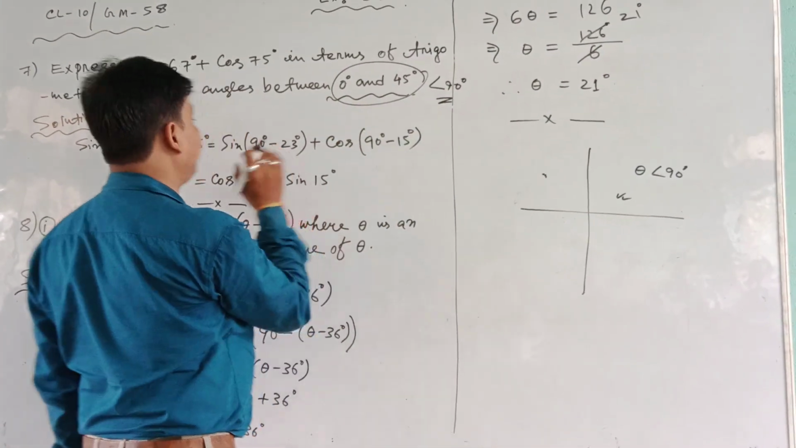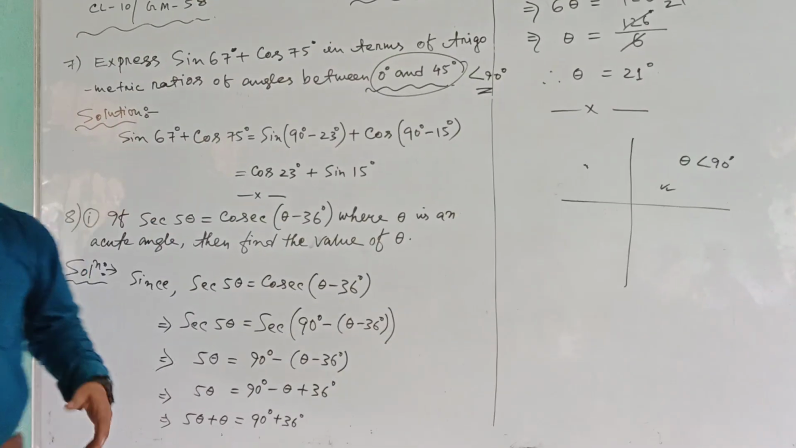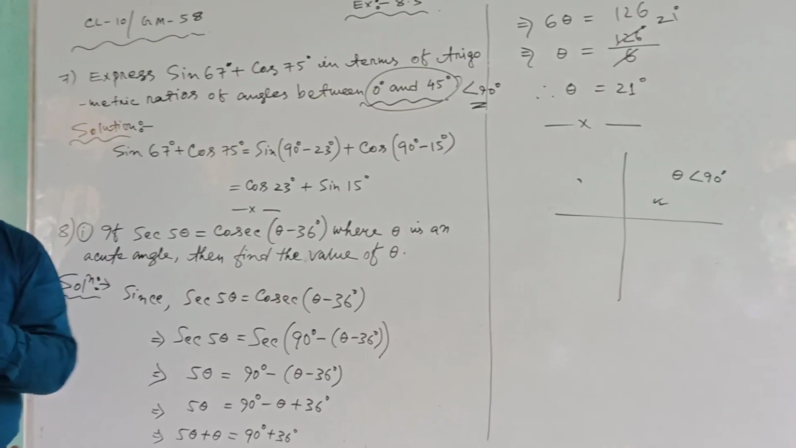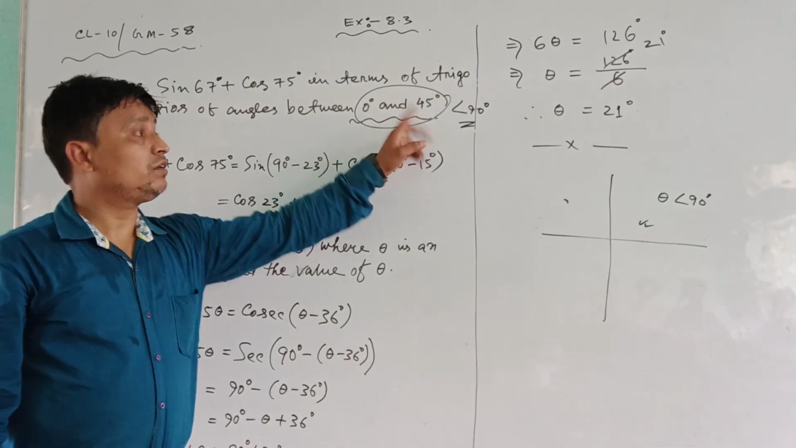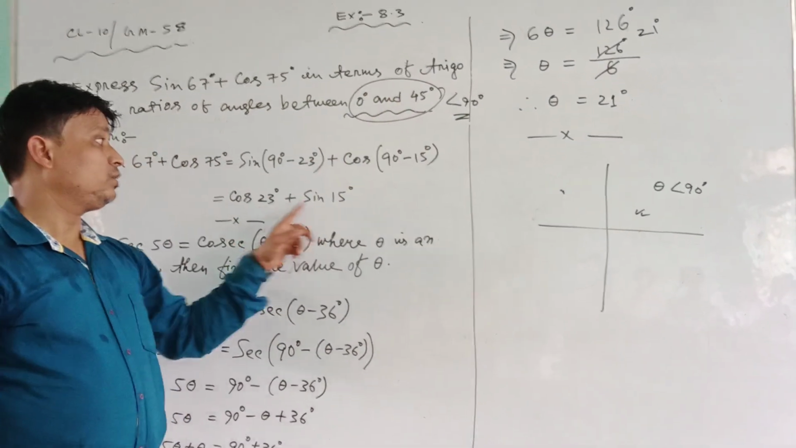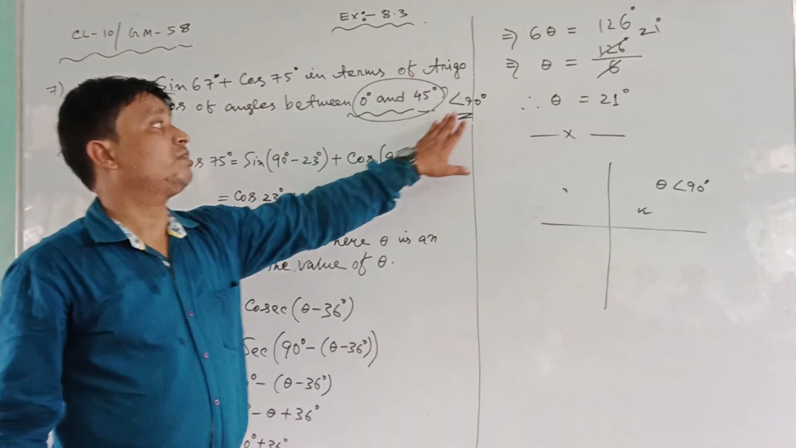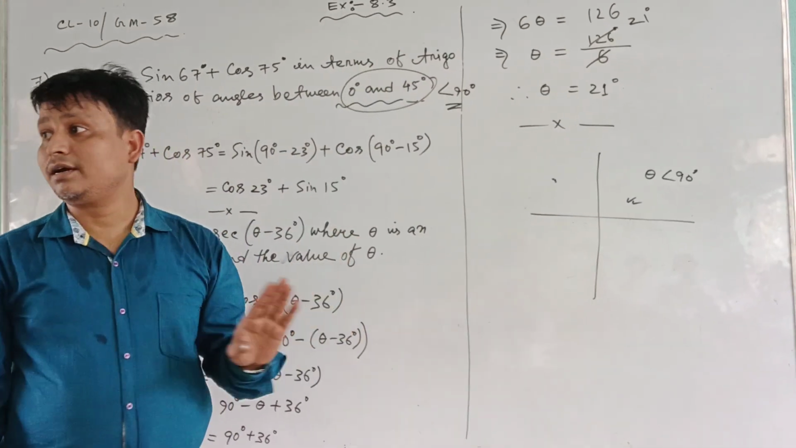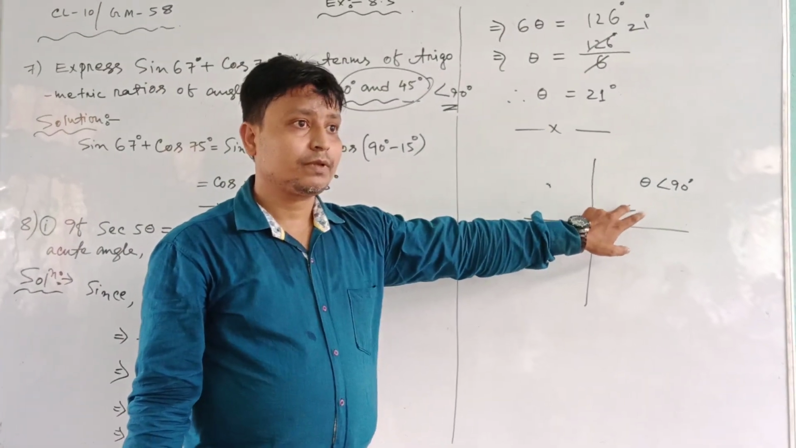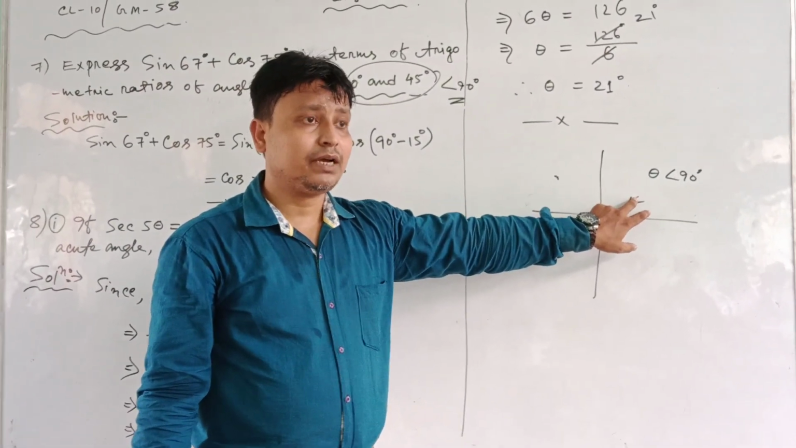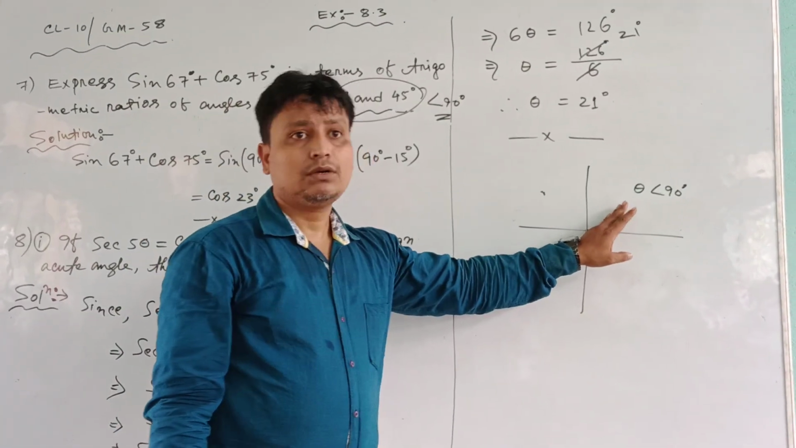That means we have to break these two angles first quadrant wise. Why? Because both are between 0 and 45. Whatever angle you get, 23 and 15, these are between these two. But as a whole, 0 and 45 is less than 90. Angles less than 90 are acute angles, and acute angles are represented in the first quadrant. So first quadrant wise we have to break that one.